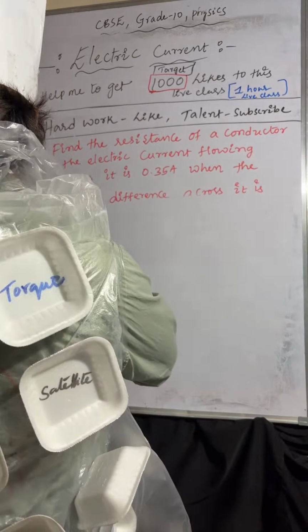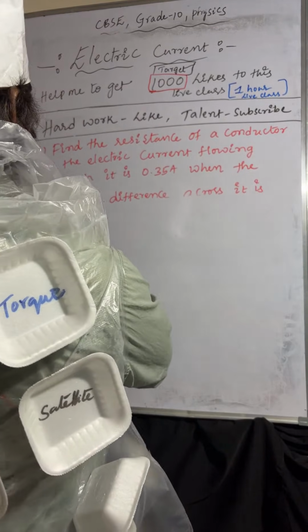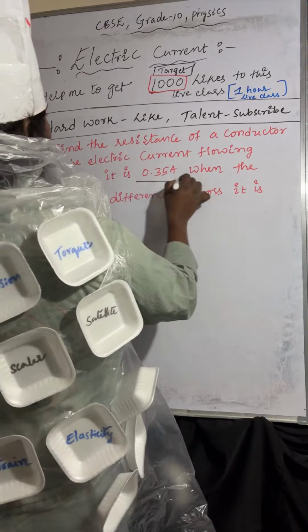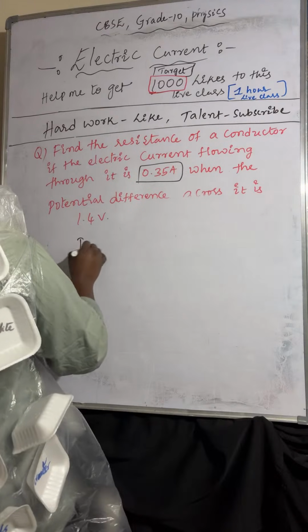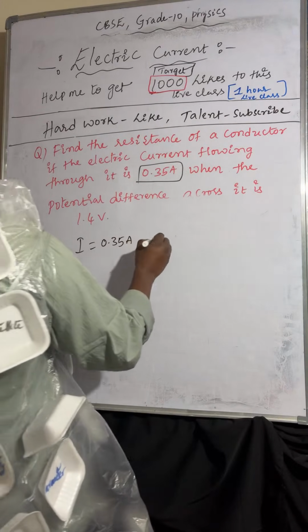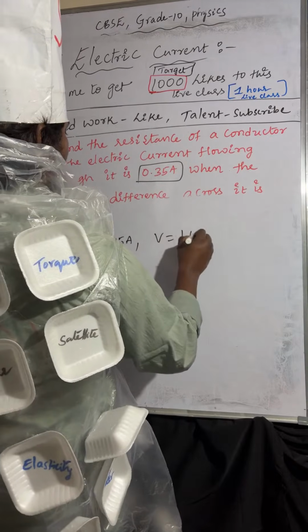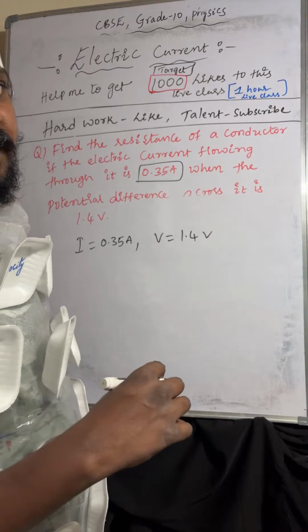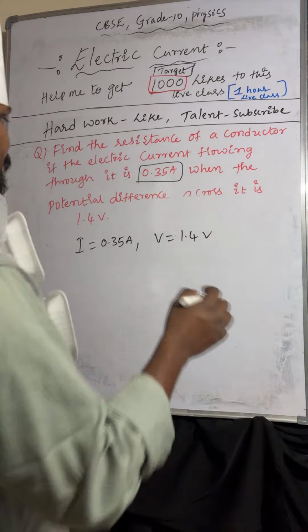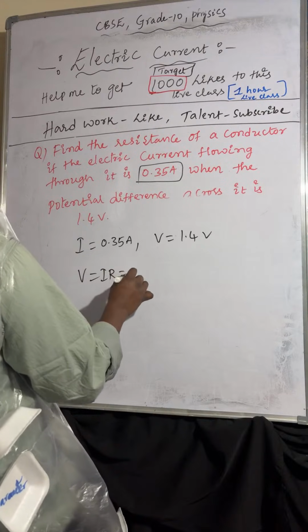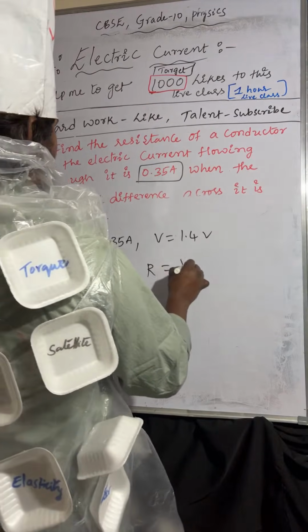Now you can see here, they have given the current I as 0.35 ampere and the potential difference as 1.4 volts. So we have to find out the resistance. V equal to IR. Understood? R equal to V by I.